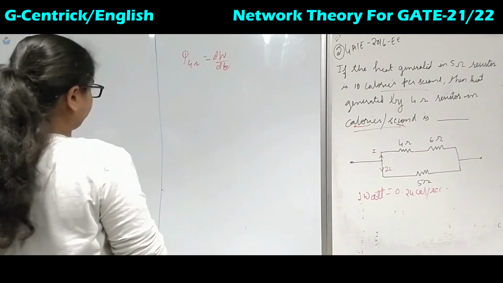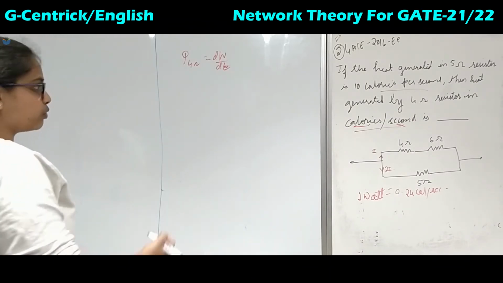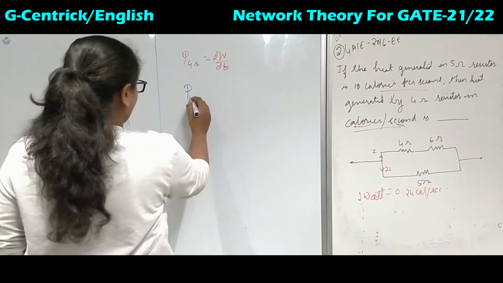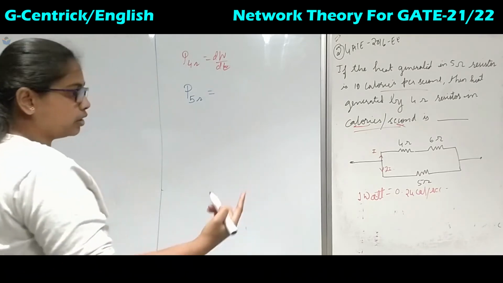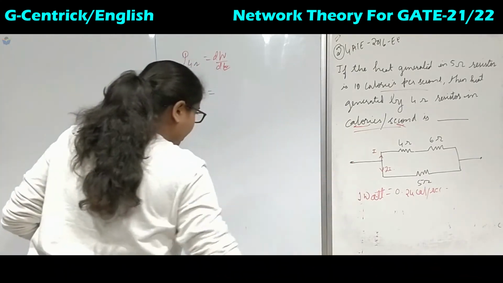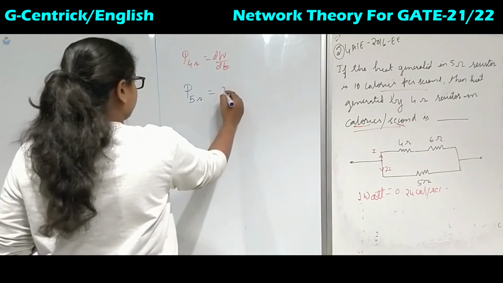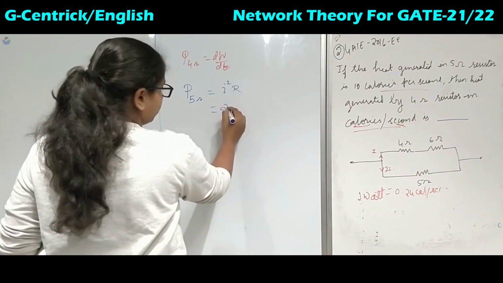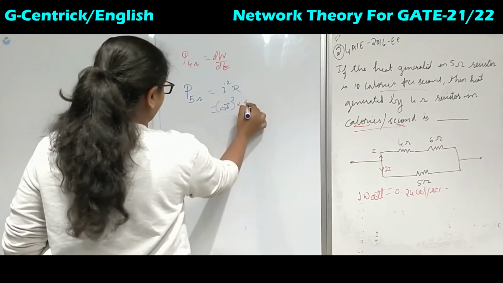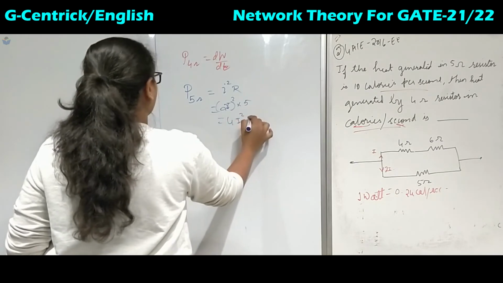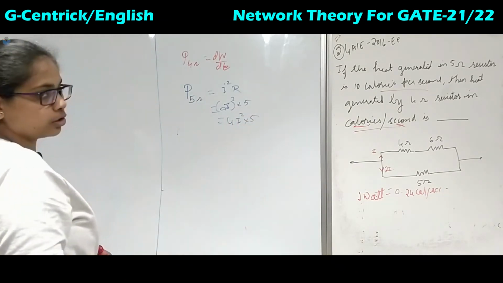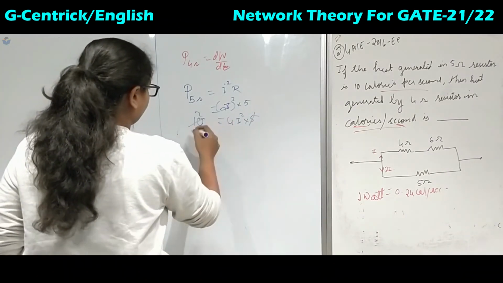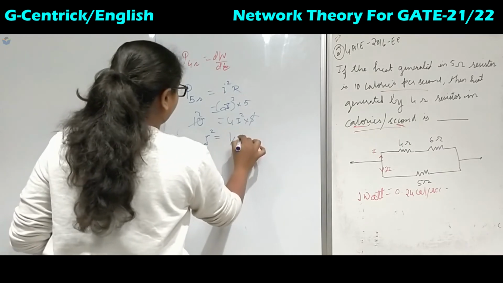Now if we have to calculate the heat generated, what formula will we use? First we calculate the power across the 5 ohm. We have the current value, 2I, and the value of the resistor, so we use the formula I square into R. Across 5 ohm it is 2I whole square into 5, which is 4I square into 5. Then P5 is 10 calories per second, that is the power, already given. So I square will be 1 by 2 amperes.